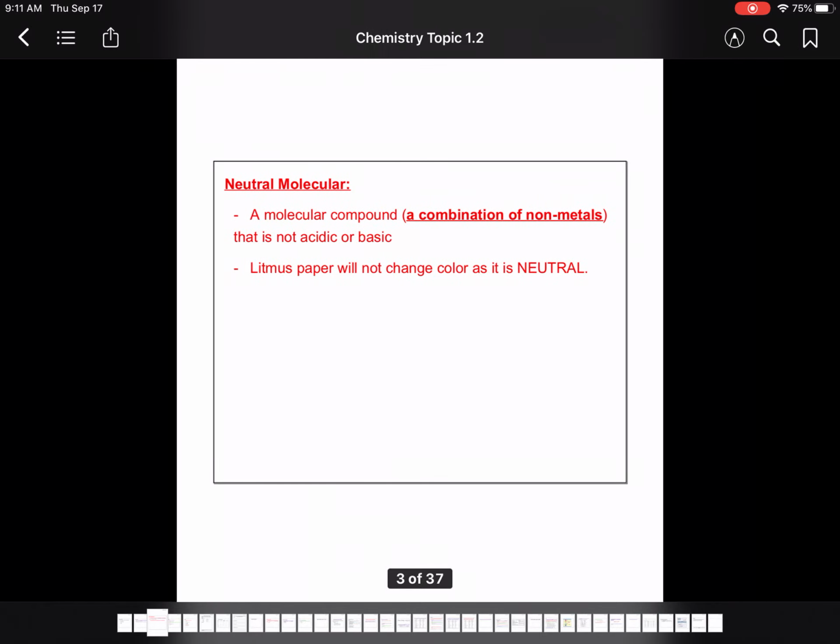A neutral molecular, so you guys remember what a molecular compound is, or covalent. It is something that is made up of nonmetals or gases that is also not acidic or basic. So litmus paper would not change it. So those were these things, no charges.